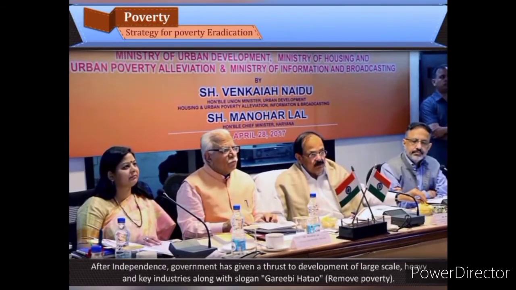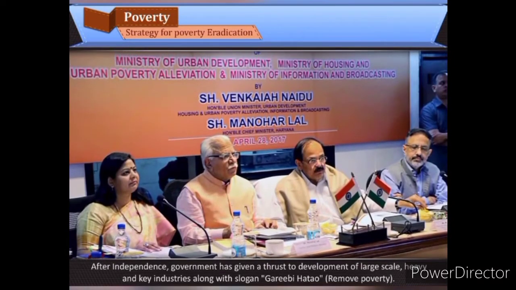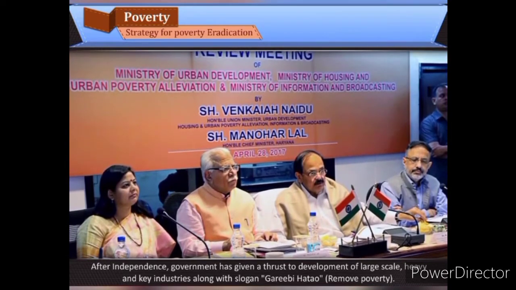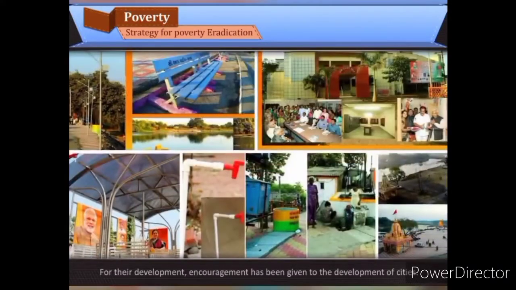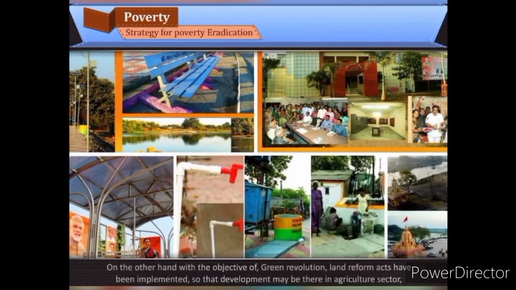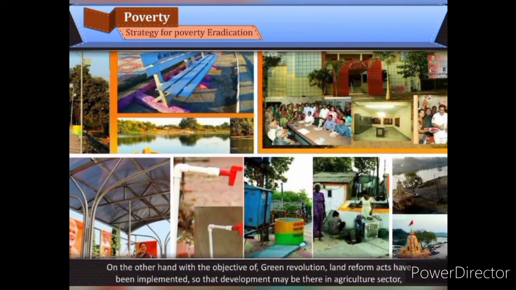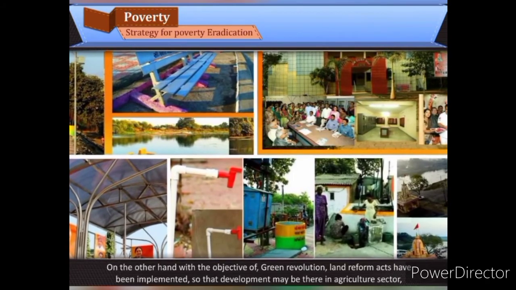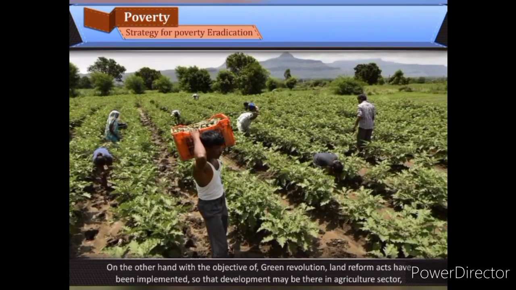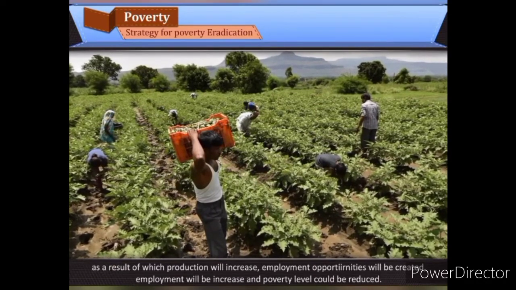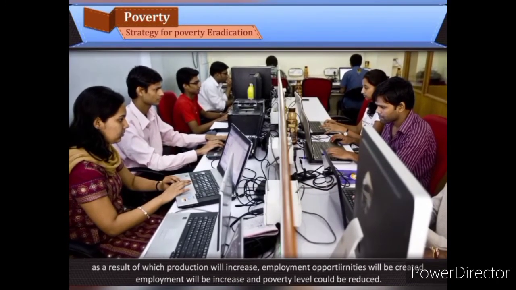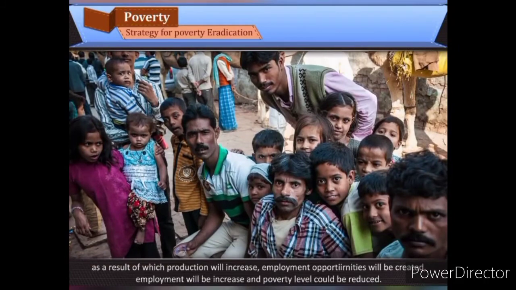After independence, the government gave a thrust to the development of large-scale, heavy and key industries along with the slogan Garibi Hatao, or Remove Poverty. For their development, encouragement was given to the development of cities. On the other hand, with the objective of the Green Revolution, Land Reform Acts were implemented so that there might be development in the agriculture sector, as a result of which production will increase, employment opportunities will be created, employment will be increased, and the poverty level could be reduced.